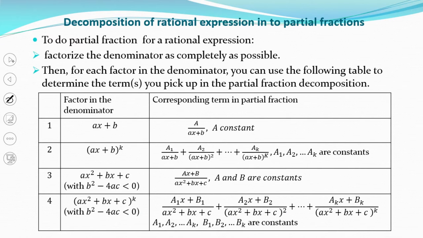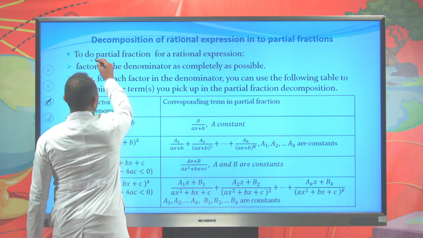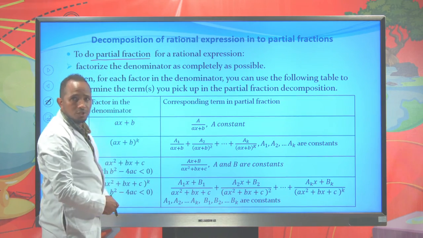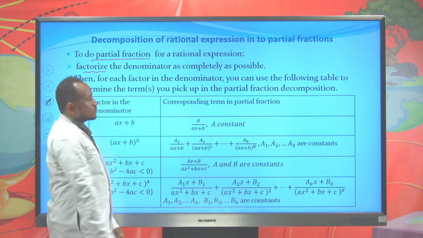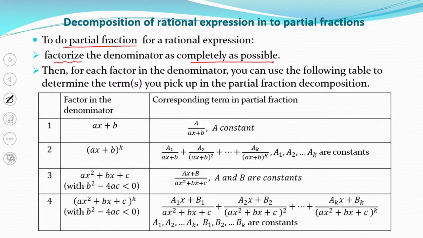Okay, now let's see some guidelines on how to decompose rational expressions into partial fractions. To do partial fractions for a rational expression, first factorize the denominator as completely as possible. And then for each factor in the denominator, you can use this table to select what type of term to put in the numerator, that is, the terms you pick up in the partial decomposition.